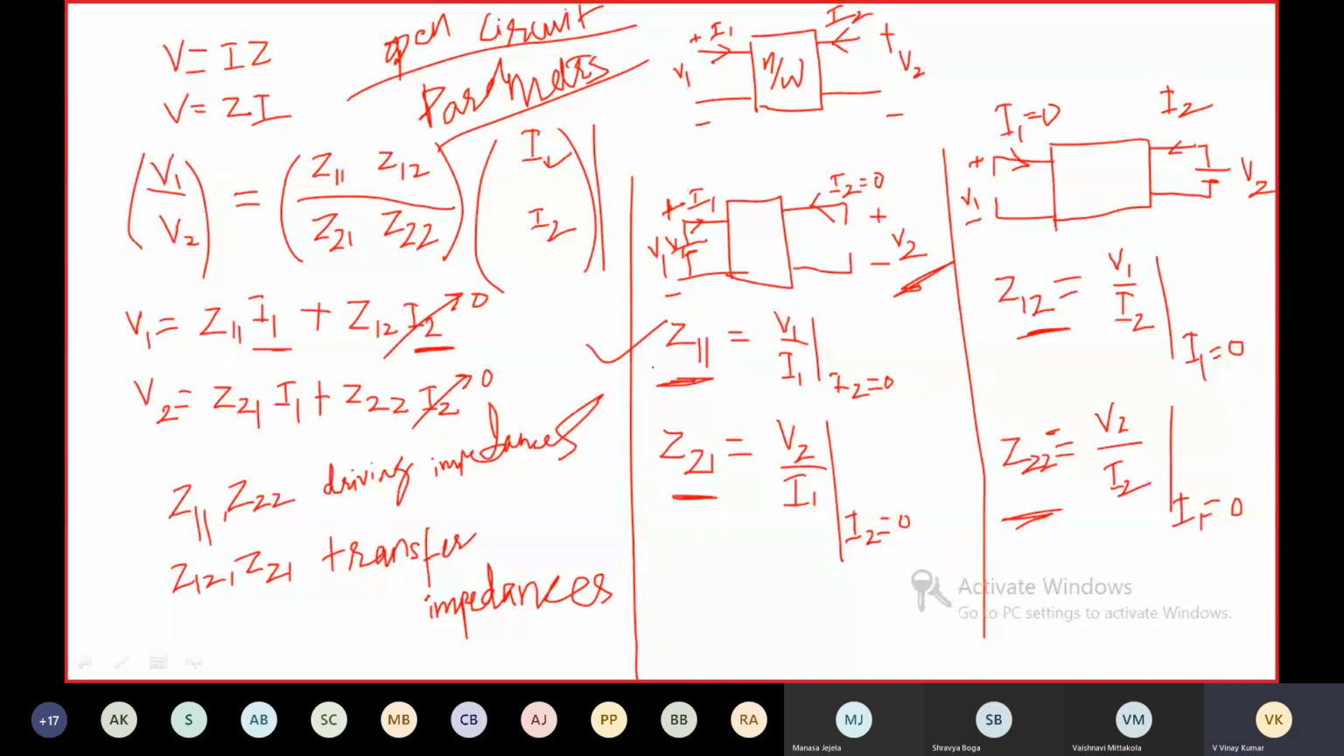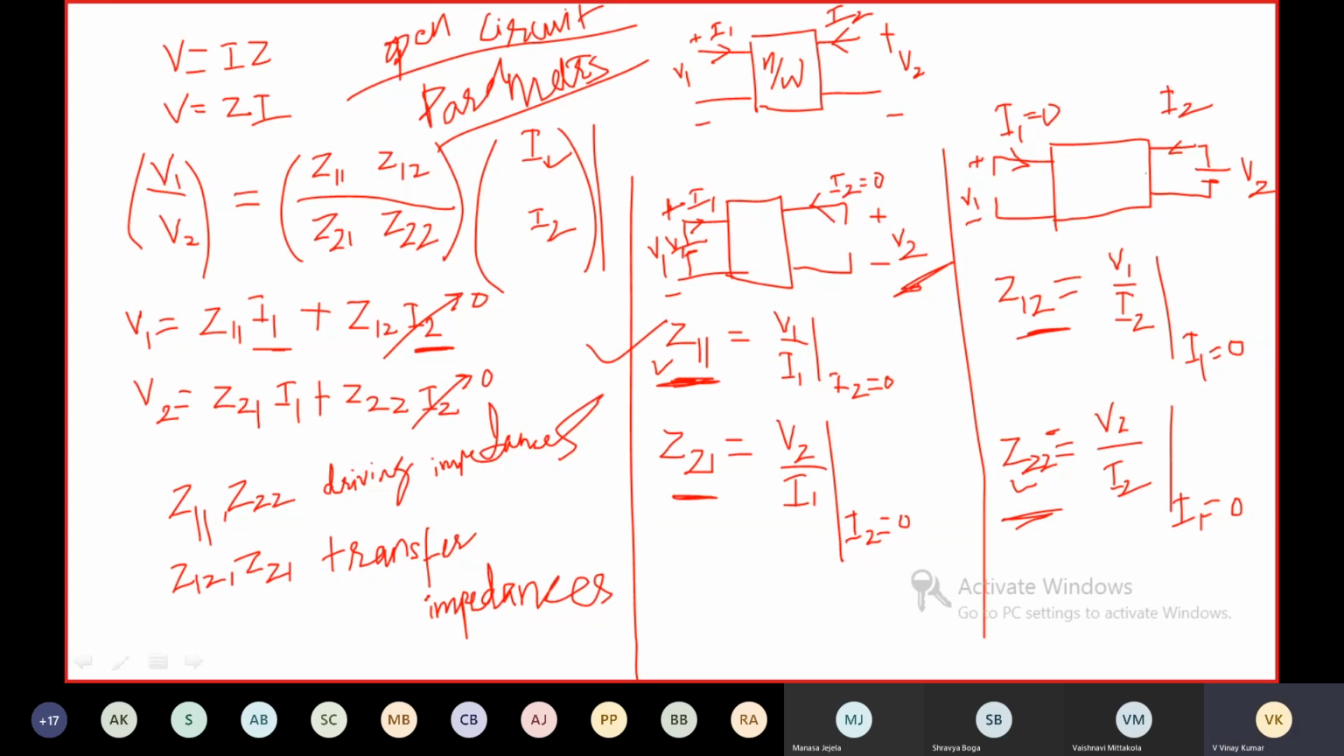Here Z11 is called input impedance. Z22 is called output impedance. Z11 is called open circuit input impedance. Z22 is called, it is somewhat difficult to write. That's why I'm telling. Z11 is called open circuit input impedance, because by open circuiting port 2 you're getting Z11. That's why it is called open circuit input impedance. Z22 is called open circuit output impedance, because you are finding impedance at port 2.